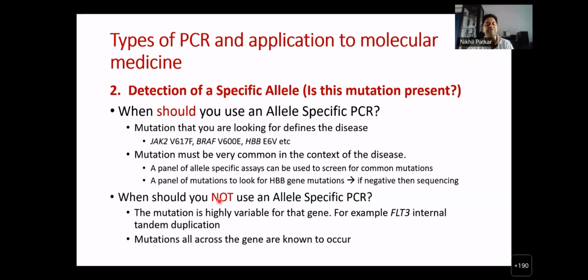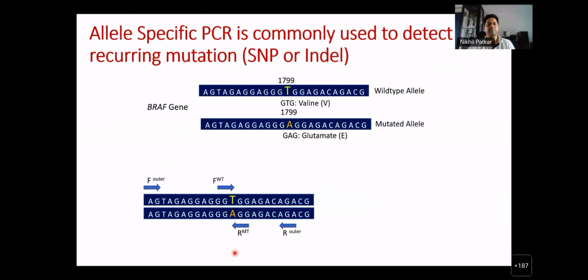So when should you not use allele-specific PCR? When the mutation in question is highly variable for that gene. For example, FLT3 internal tandem duplication, where the mutation is highly variable, and sometimes when mutations are known to occur all over the gene, for example, in large genes such as TP53 and so on.